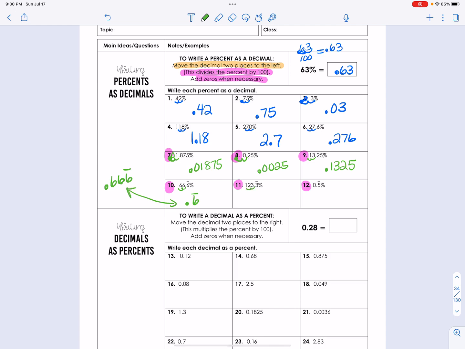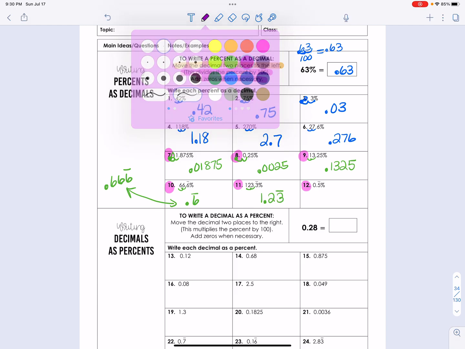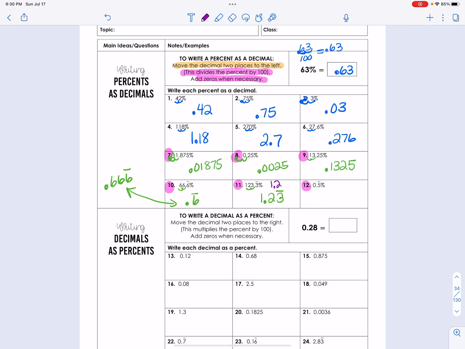Same thing here. If you move this 2 places, it would be 1.23 repeating. But I'm guessing you maybe put 1.233 repeating. So the 3 repeats anyway, so you can put that there. So same thing here. If you move this 2 places, you're going to have to put a 0.005 repeating.